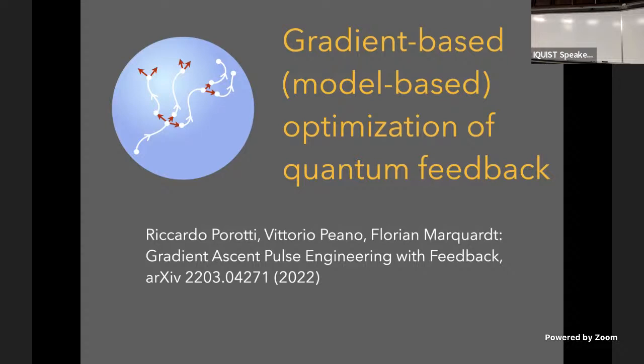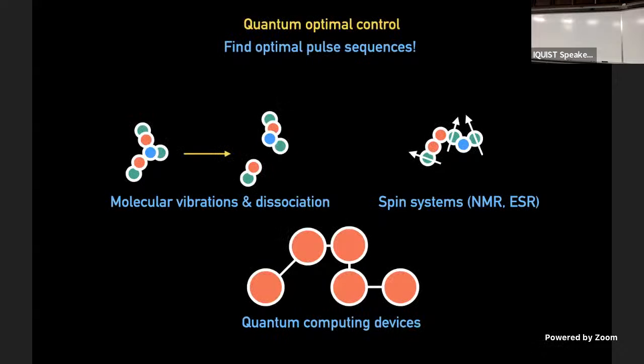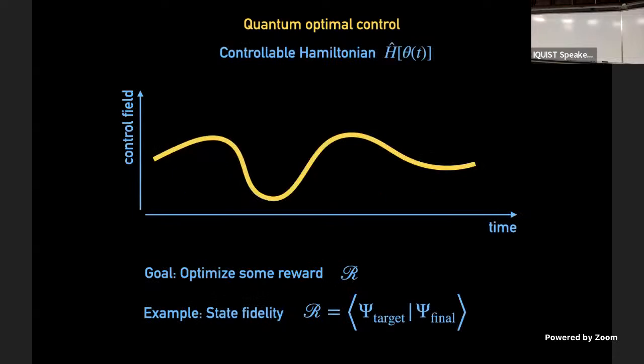We do know the Schrödinger equation is at the heart of quantum dynamics. And so that goes in the field of quantum optimal control, which people have been using in the past to find good sequences for, say, molecules or quantum computing devices. The general setting is that you have a field, like a pulse shape versus time, and you want to optimize this, for example, to prepare a certain quantum state.